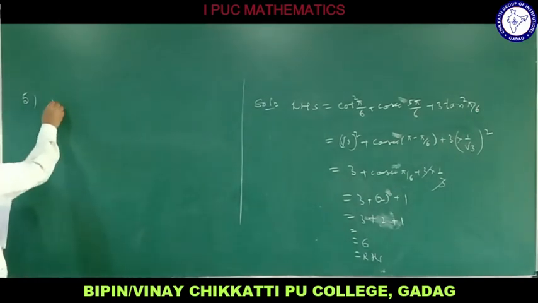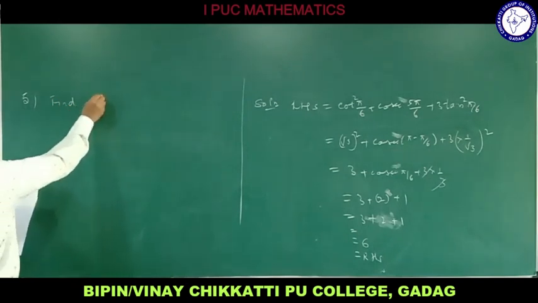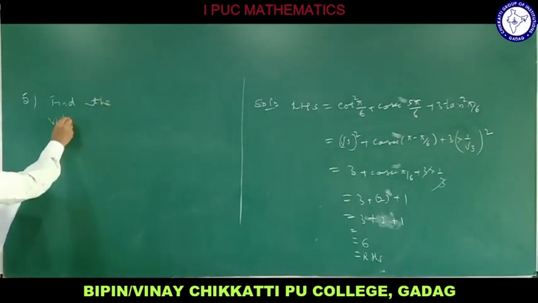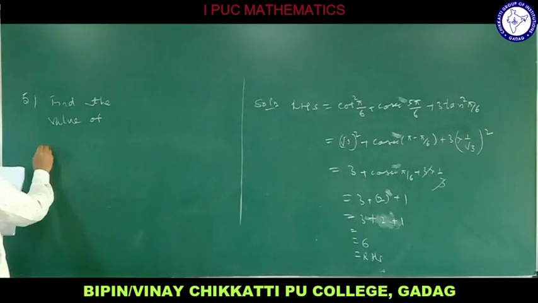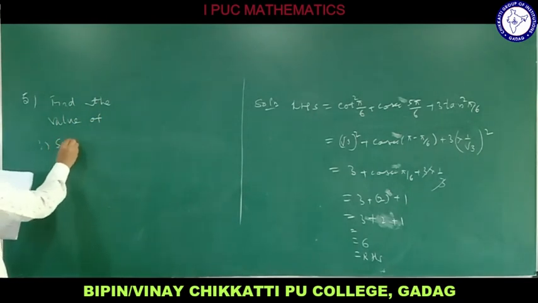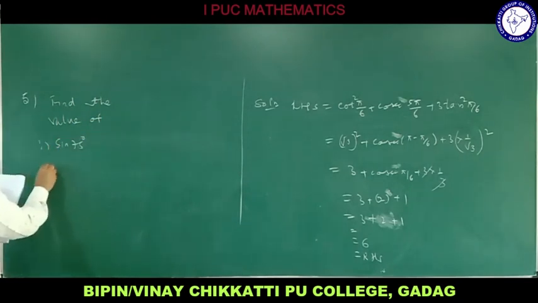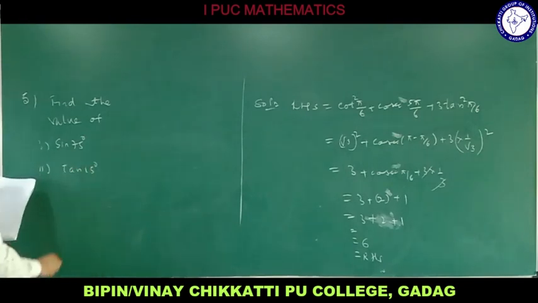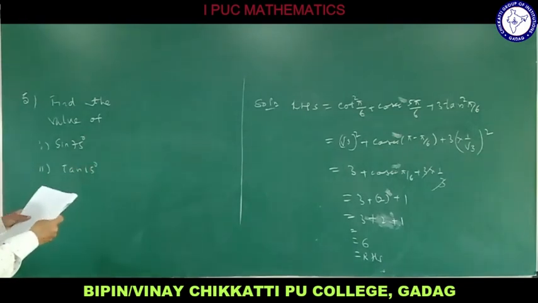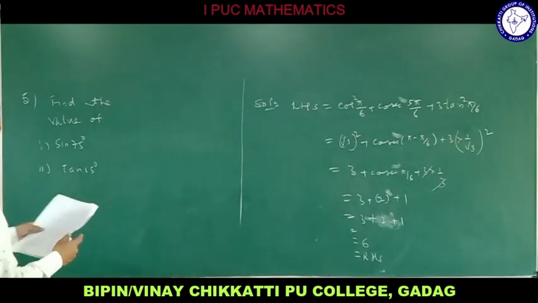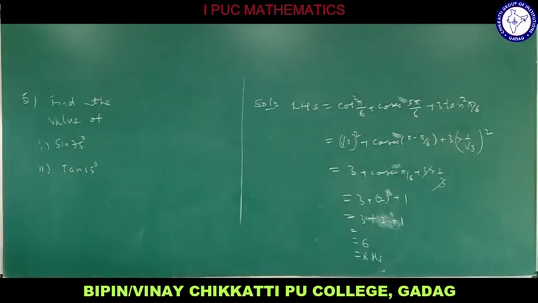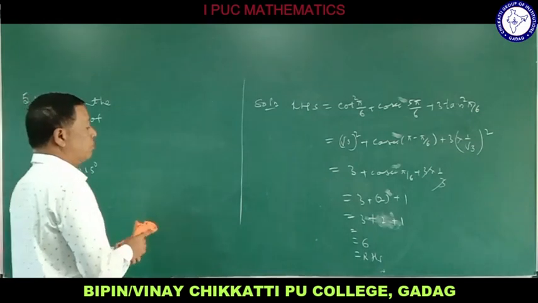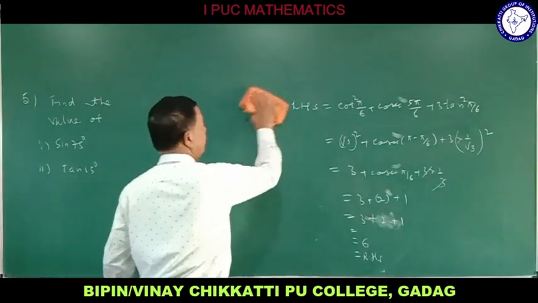Find the value of two problems: sine 75 degrees, and second is tan 15 degrees. Here is how to work out this problem, that I am going to explain. First I have to go for sine 75. How to simplify this sine 75?